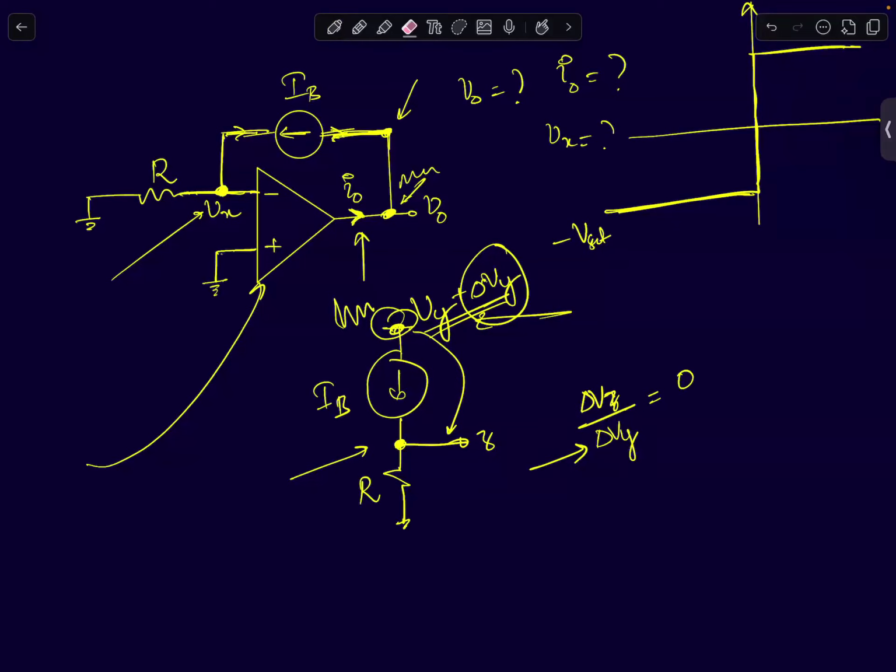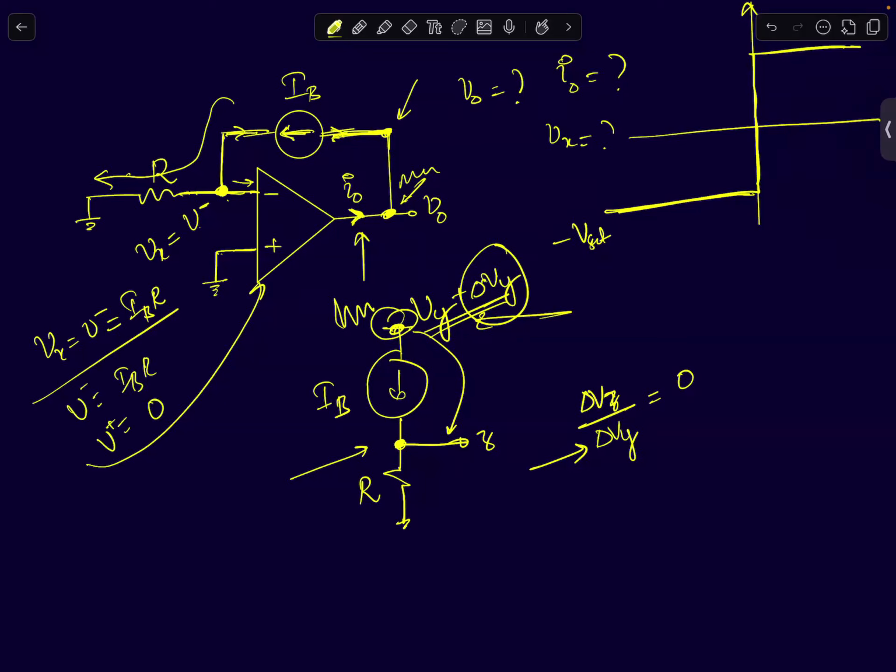So V plus will not be equal to V minus. This current IB has to flow through the resistor because there is no other path. It cannot flow into the op amp because the current is 0. So your V minus, or let's call that node Vx, V subscript x equals V minus. What will be that voltage? IB times R, right? IB flows through the resistor. It will be IB times R. Now your V minus equals IB times R, and V plus equals 0. What should be V naught?